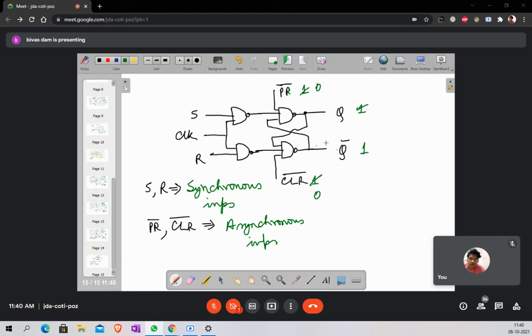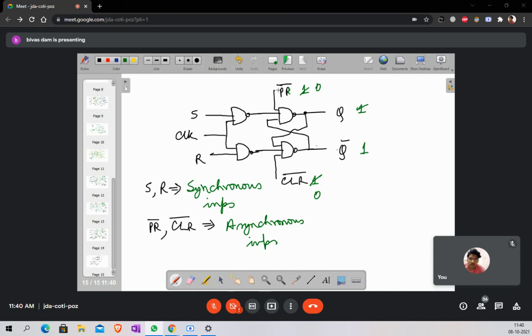So that has got to be avoided. So the 0-0 input combination you cannot apply, but 1-1 is fine: PR bar and CLR bar are not having any effect on the output, and I can activate any one of the two signals at a time.